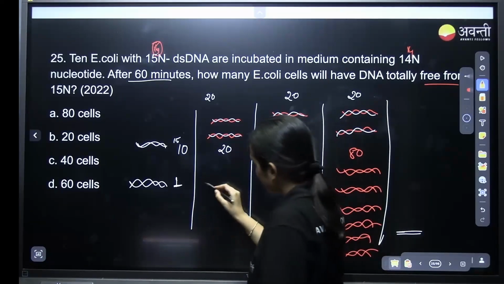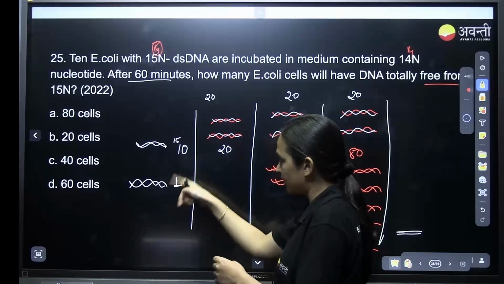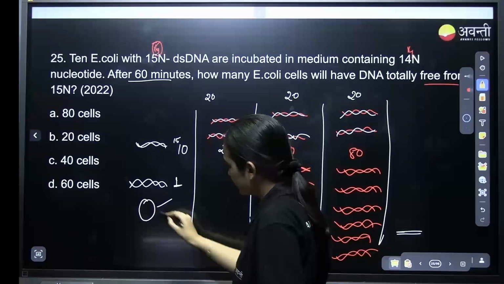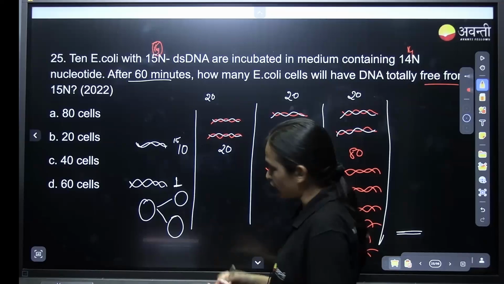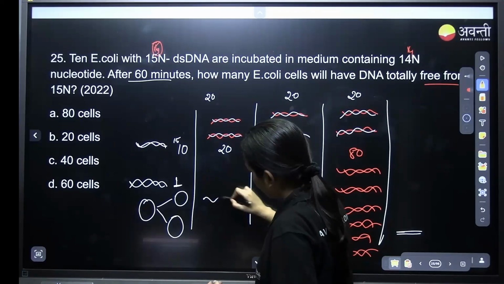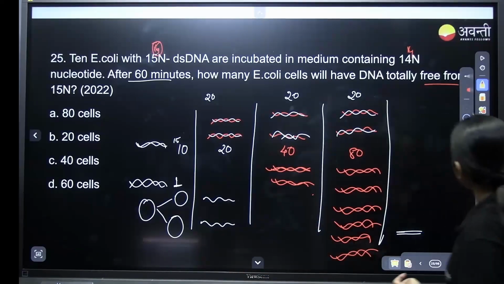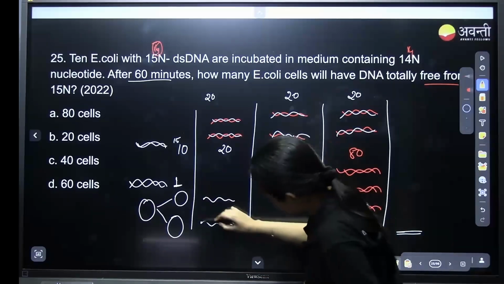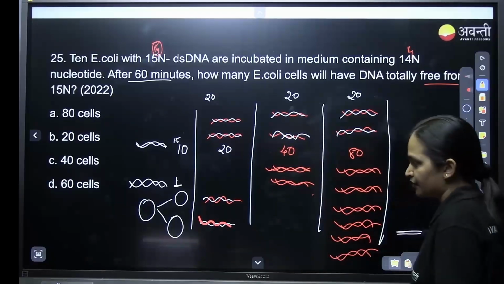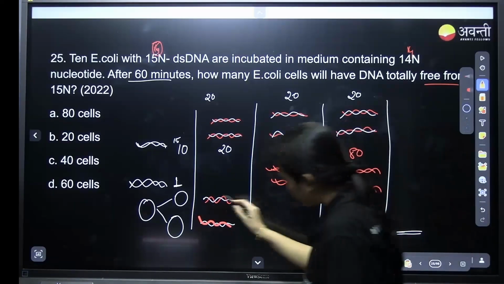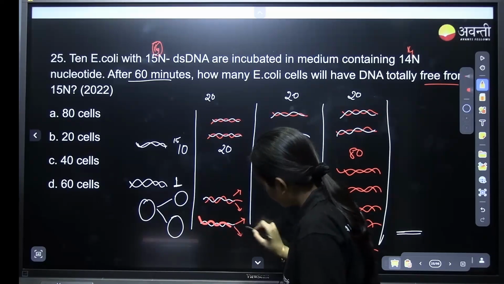After 20 minutes, the bacteria divided and it became 2. According to the semi-conservative model, what happens in both the bacteria, one strand will be heavy isotope and the other strand will be normal isotope, isn't it? Normal one, isn't it? So again after 20 minutes, each divides and becomes 2.